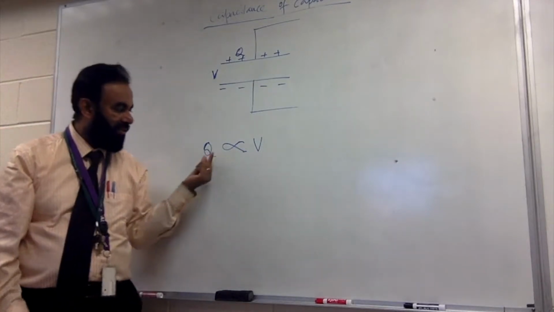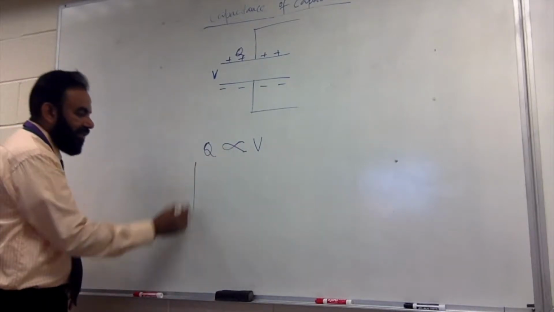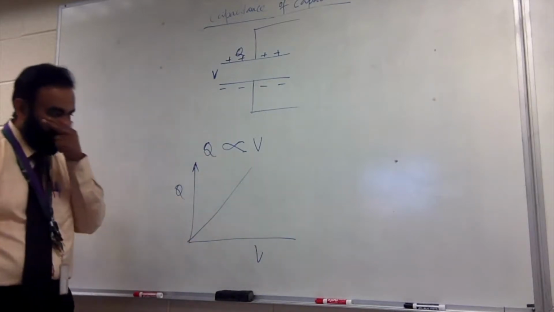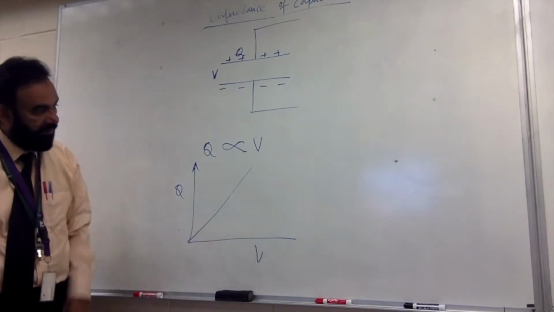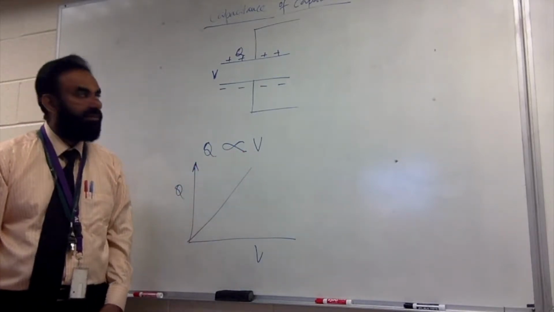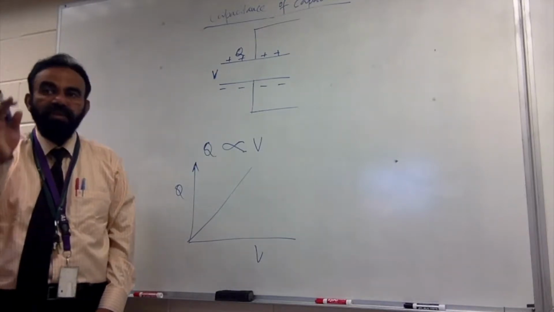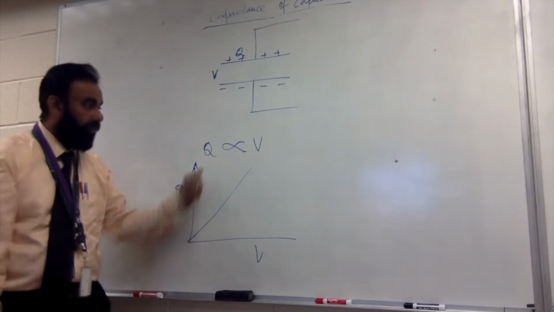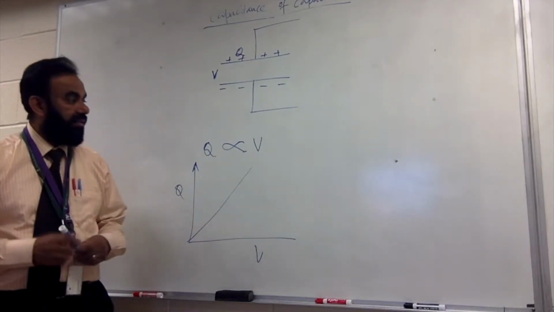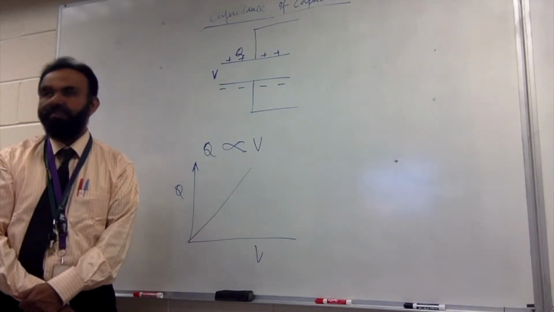So when you apply 1 volt, it's only a little charge. When you apply 2 volts, it's more charge. It goes directly proportional. Graphically, Q versus V, a straight line. Q is proportional to V and is a straight line. Now all capacitors will behave like this. Q is proportional to V is going to be true for all capacitors. But the slope of this line is not necessarily going to be the same thing.